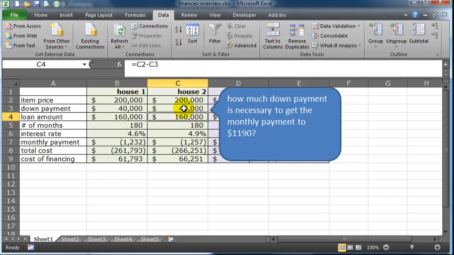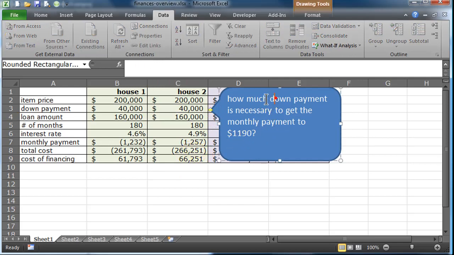What if I just can't afford to put down more than $40,000? Okay, so that's my down payment. I just can't do it. But I still want that payment to be $1,190. So how much house price can I afford? Instead of focusing on the down payment, I'm going to focus on the house price.